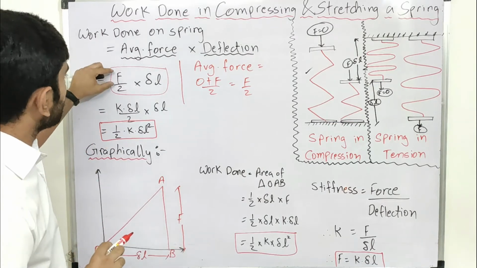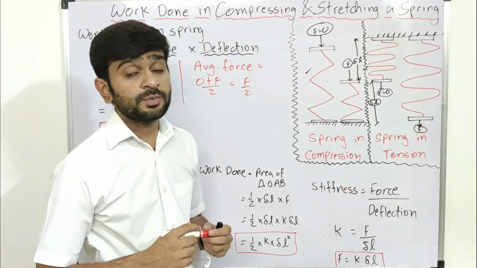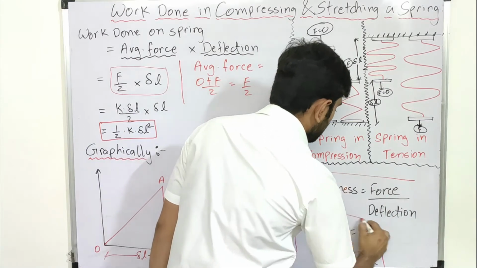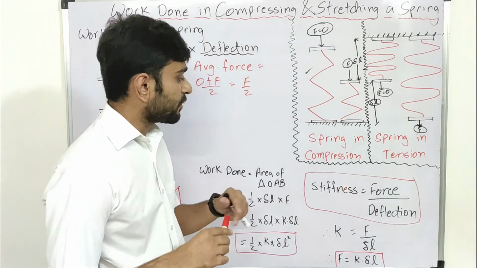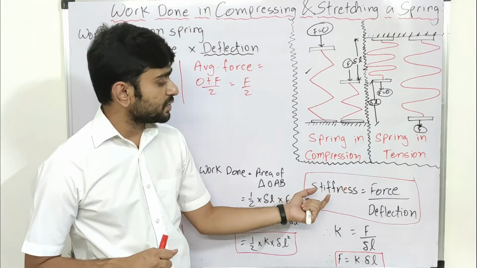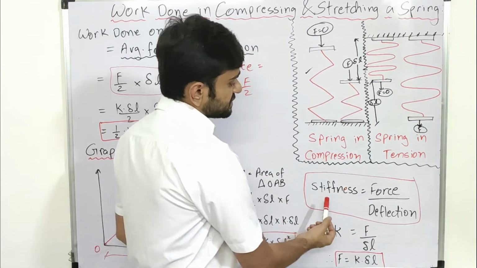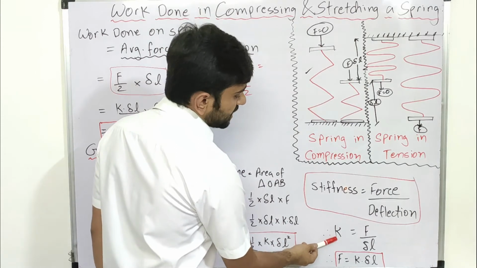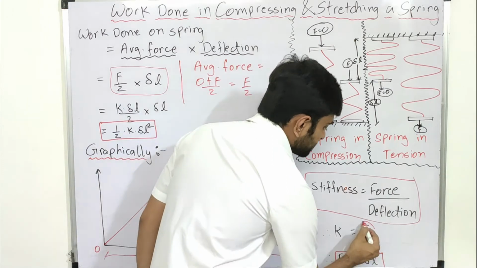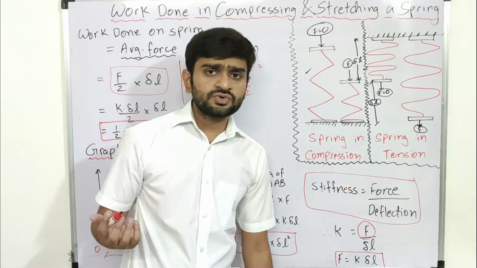But what is the formula to find this F? That will be calculated from the formula of stiffness. We have the formula of stiffness as force upon deflection. This is the formula to find stiffness, or we can even say that stiffness is equal to action per unit displacement. So stiffness is denoted by capital K, that will be equal to F upon delta L. Making F the subject, F will be equal to K into delta L, that is stiffness into change in length.